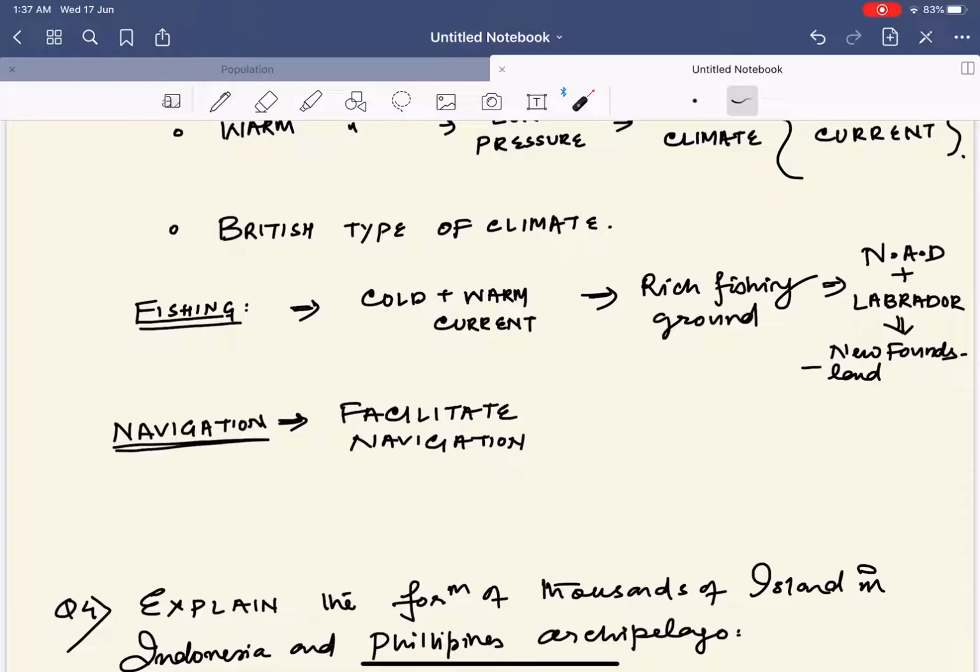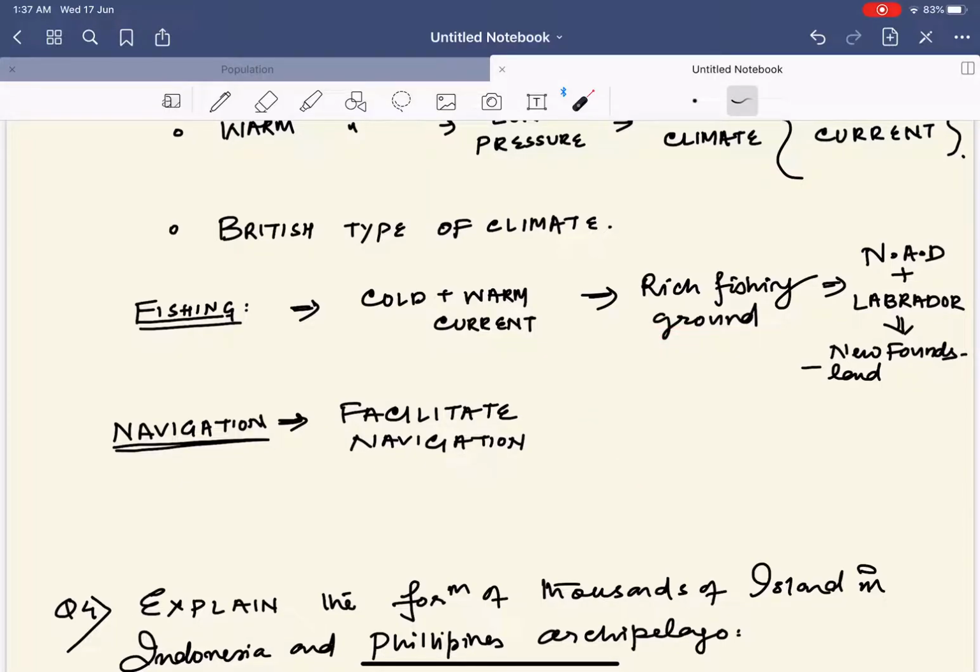Next, fishing. How does it help in fishing? Wherever there is a combination of cold current and warm current, it results in the development of a rich fishing ground. Let us understand with an example. NAD means North Atlantic Drift. I hope you remember that the North Atlantic Drift flows along North America in this manner, and when it is flowing, there is an inflow of the cold Labrador current. With the meeting of the North Atlantic Drift and the cold Labrador current, this ground becomes rich for fish.